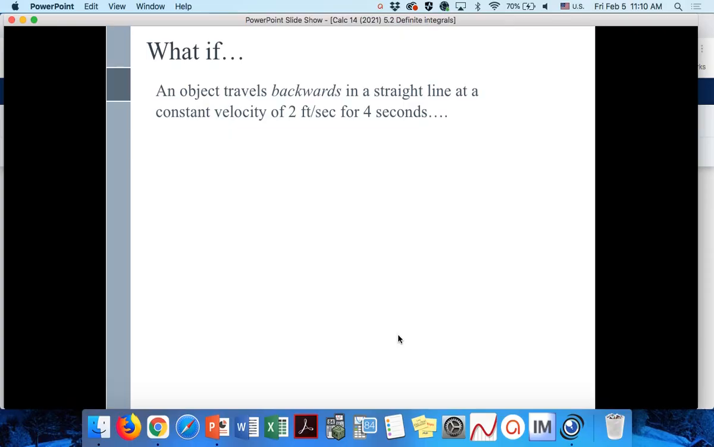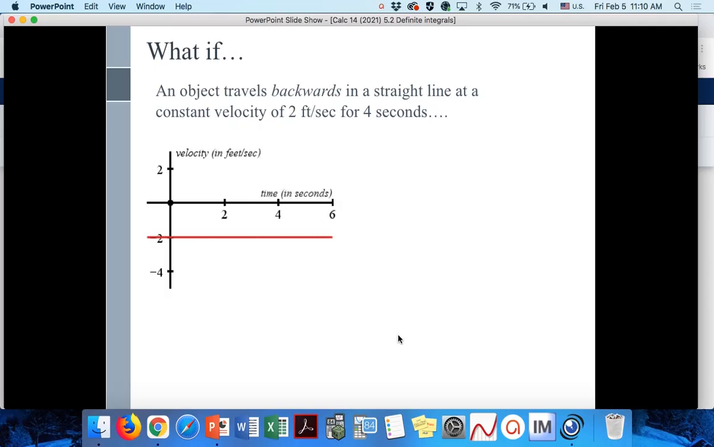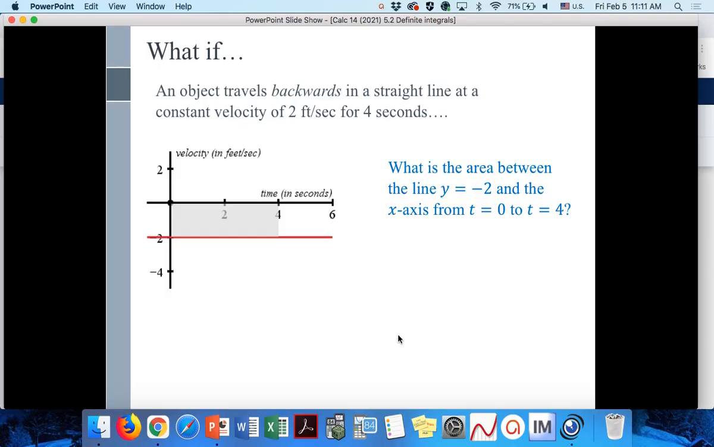What if the velocity was, or what if we were moving backwards? What if that object was moving backwards? That'd be negative. Then your velocity is negative. We've talked about that before, like we did a problem the other day when the velocity was negative and we talked about how that meant the object was moving down. If you have a constant velocity that's moving backwards, so a negative velocity, then your line is below the x-axis. In this case, if we're doing negative 2 feet per second for 4 seconds, we still are going to have a rectangle, but what would the area of that rectangle be? Negative 8, okay? So when area is above the x-axis it's positive, and when it's below, it's negative. Areas that are under the x-axis are negative.